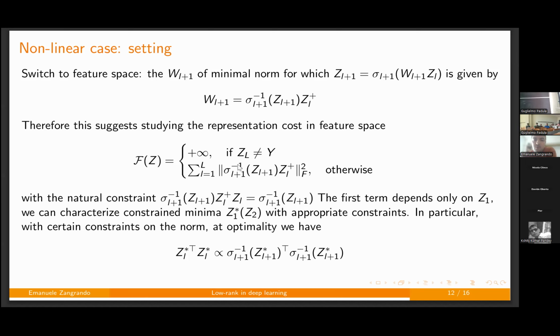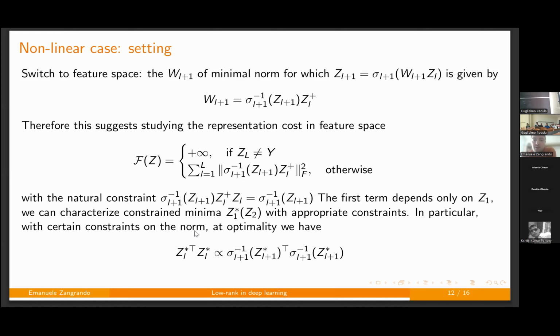So this is sigma 2 to the minus 1, Z2, Z1 pseudo-inverse, in Frobenius norm squared. It's possible to characterize the minima Z1 star. There are infinitely many minima, but it's possible to characterize all of them. And with certain constraints, including this natural one, all the feature matrices have to satisfy this property. Essentially, when we do the scalar product between our data points, the embedding of our data points in the L layer, this has to be proportional to the Gram matrix of the layer after, before the nonlinearity, however.